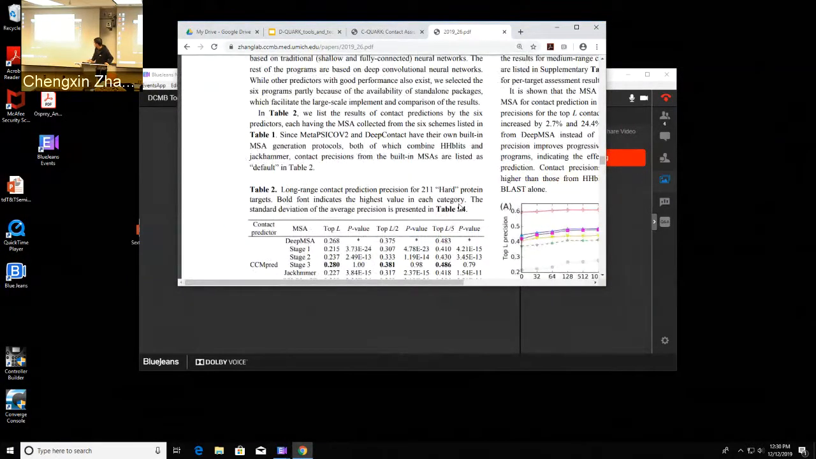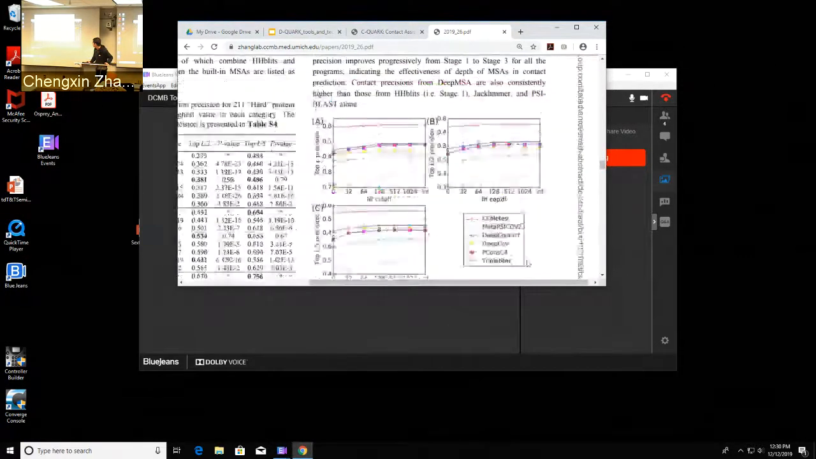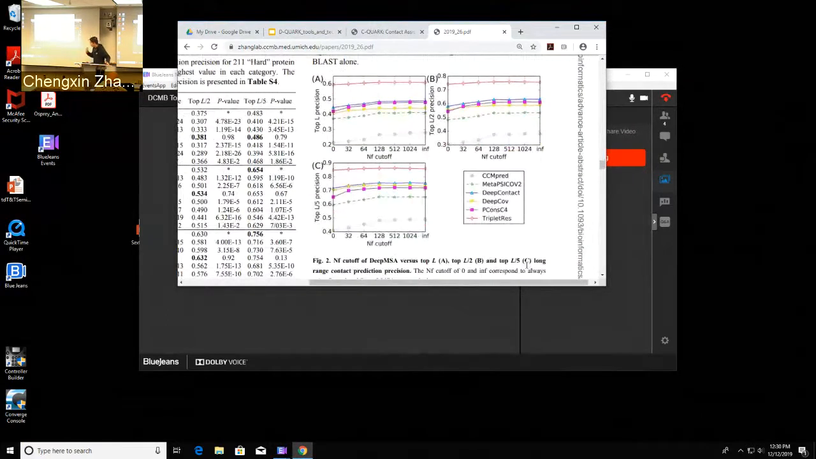So when we train the cutoff, we use the contact prediction to train the cutoff. Here, the y-axis is the accuracy of contact prediction, so obviously the higher the better, and the x-axis is the different cutoff of the number of effective sequences. We find that after you reach 128, your result doesn't improve anymore. So that's why there's an empirical cutoff.